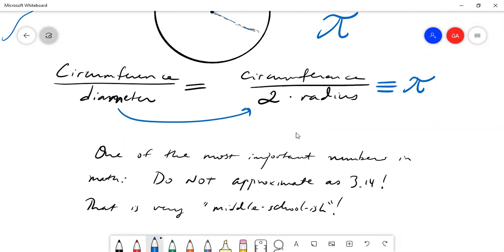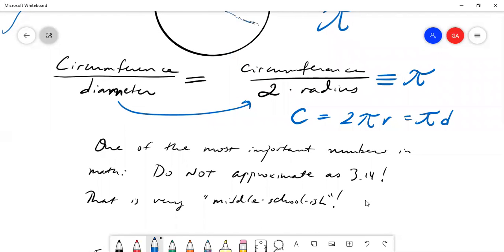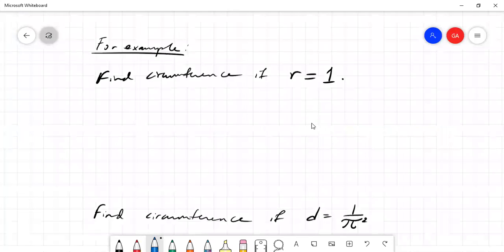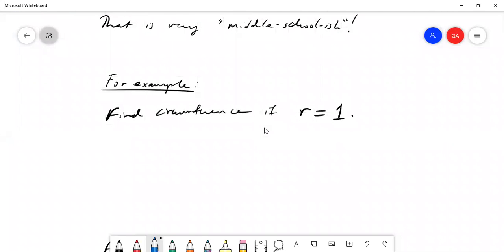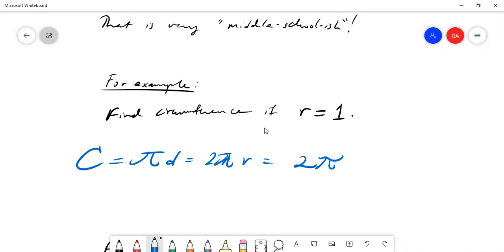But this has become almost like a formula to us, that the circumference is 2 pi r or pi d, right? This is almost a formula. It's not, this is actually the definition of pi. And this is what you really need to know for the SAT. So if you're given the radius is 1, right? Find the circumference if radius is 1. Well, I would just plug this into this formula, pi d, which is 2 pi r, and r is 1, so then the circumference is 2 pi.